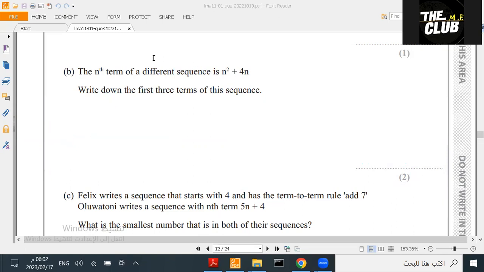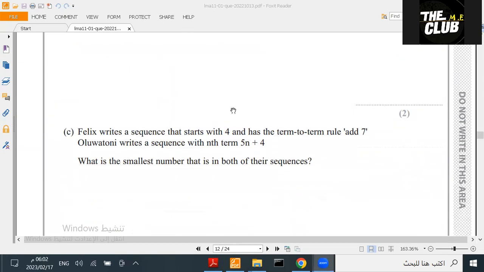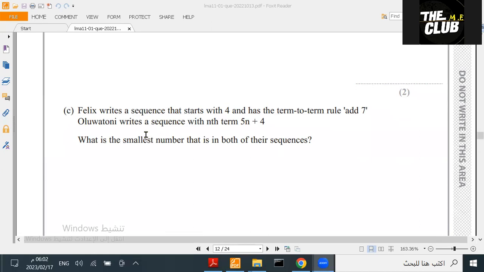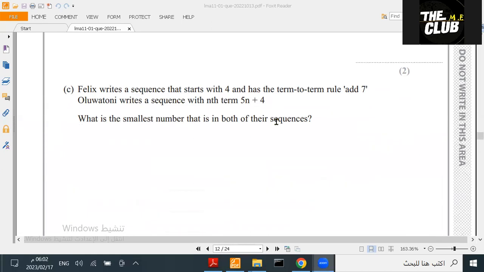Question C, Felix. Felix writes a sequence that starts with 4. The term-to-term rule here adds 7. Oluwati writes a sequence with the nth term 5n plus 4. What is the smallest number that is in both of the sequences?